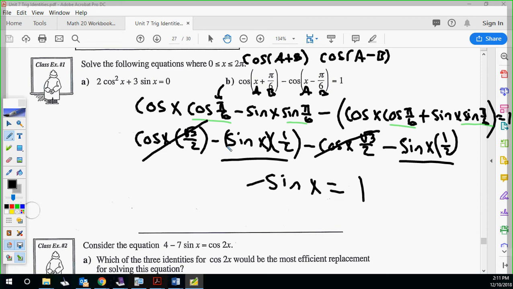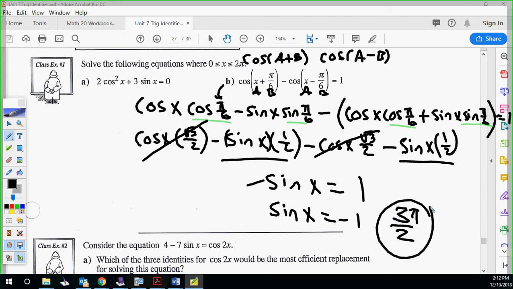So all we're trying to figure out is when is sine negative 1? Where is sine negative 1? You are done. 3 pi over 2. 3 pi over 2 is the solution.